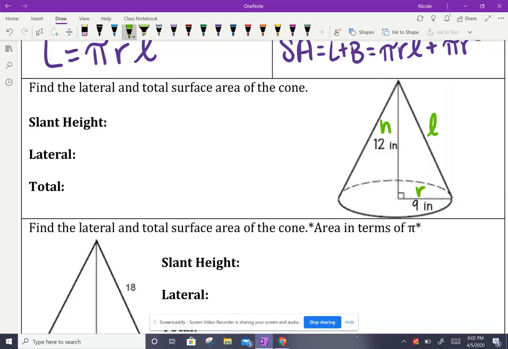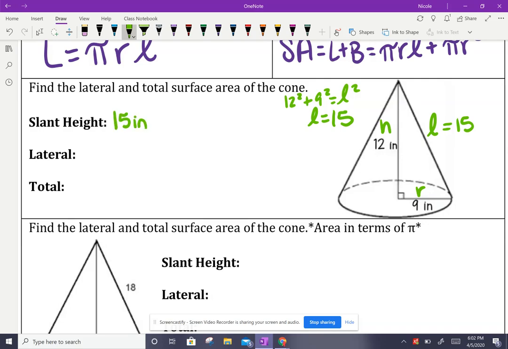So what kind of shape do I have going here? I've got a right triangle. So because of that, I can find that slant height. So 12 squared plus 9 squared should give me the slant height squared. Which gives me a slant height of 15. So that slant height, or L, is 15. So slant height is 15 inches.